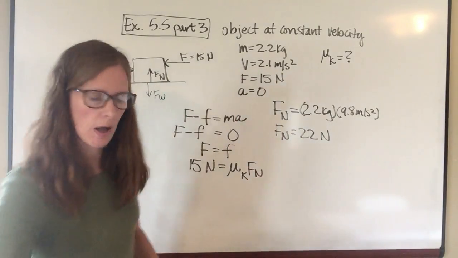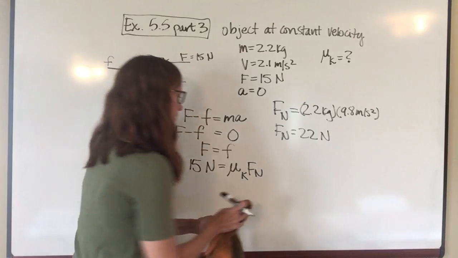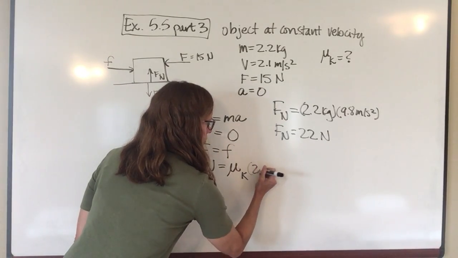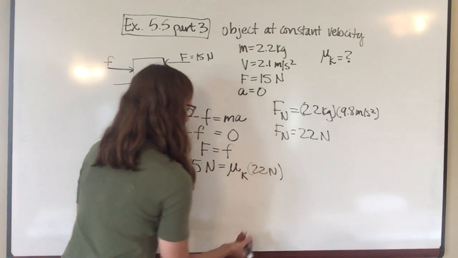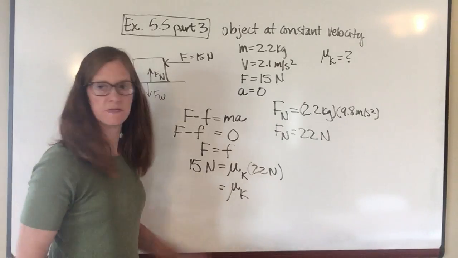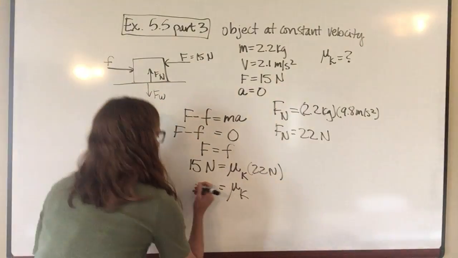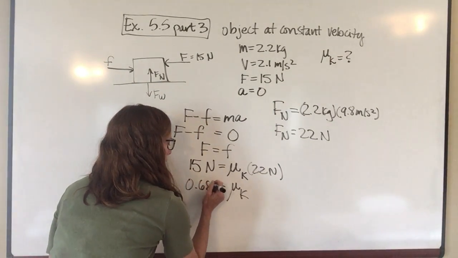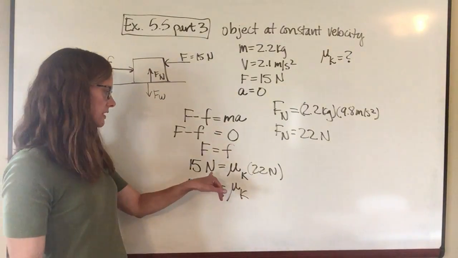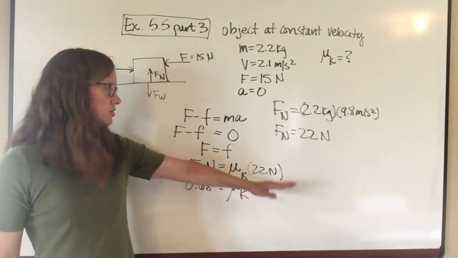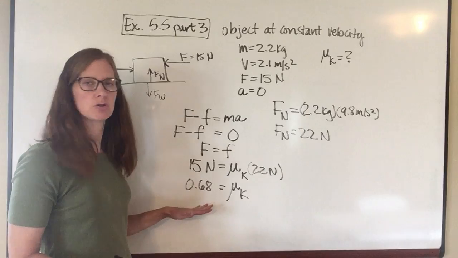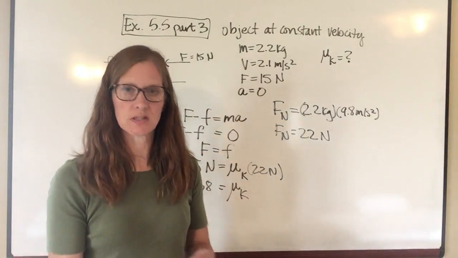So therefore, I can come down here, and the normal force is right here, so I'm just going to put 22 newtons in here. And then I can now solve for the coefficient of kinetic friction by taking 15 divided by 22, and I'm going to have 0.68 for my coefficient of kinetic friction. Again, it's newtons divided by newtons, and so the units all cancel, which makes sense because whenever I have a coefficient of friction, it doesn't have any units on it.